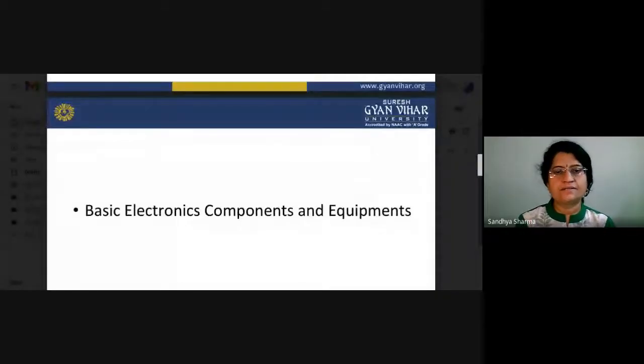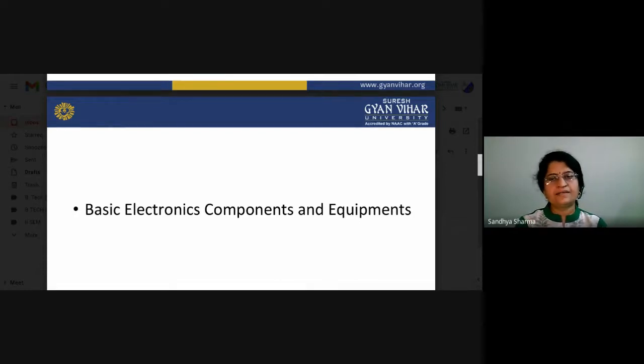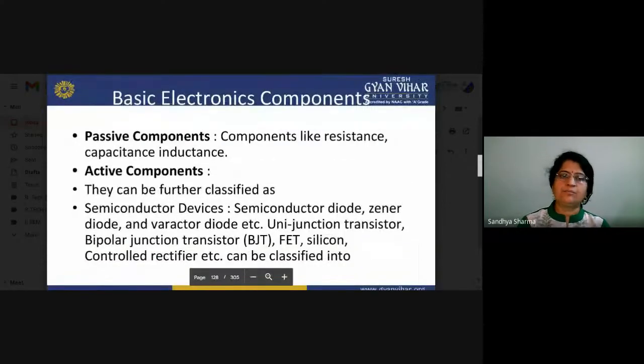Good morning, students. Today in this lecture, we will discuss the basic electronics components and equipment. First of all, we will see the basic electronics components. We have classified our components into two parts. The first one is the passive components. If we are talking about passive components, they are based on resistance, capacitance, and inductance.